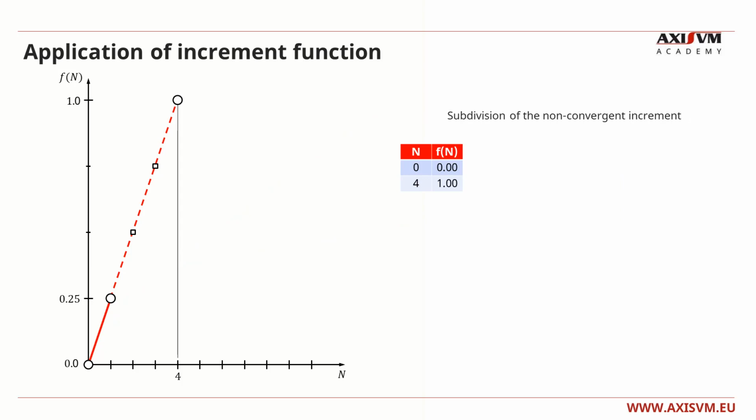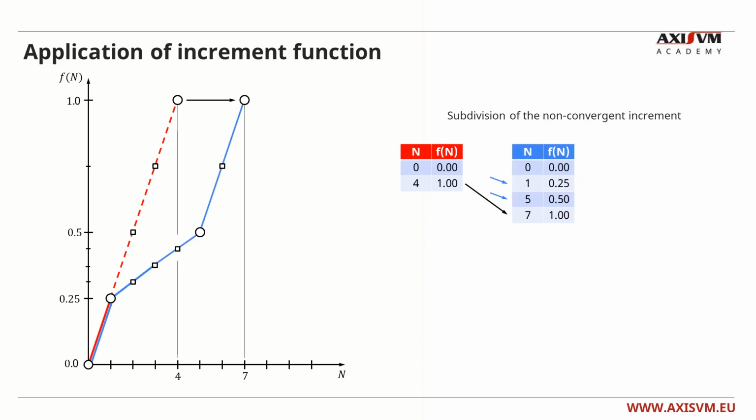Let's see the second strategy that can be called the subdivision of only the non-convergent increment. Our plan is also a calculation with 4 equal increments. Running the calculation, only the first increment converges. Now we subdivide only the unconverged increment and translate the further part of the increment function, leaving the original division on that. The new plan is the blue increment function.